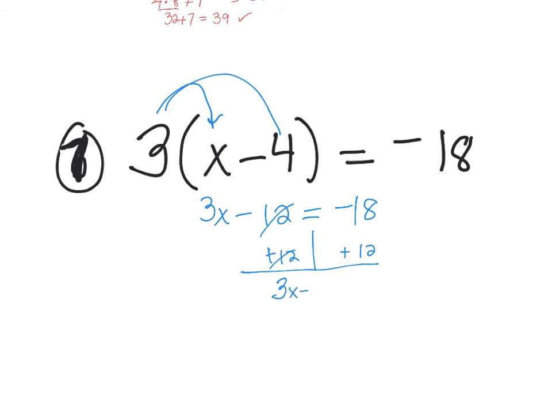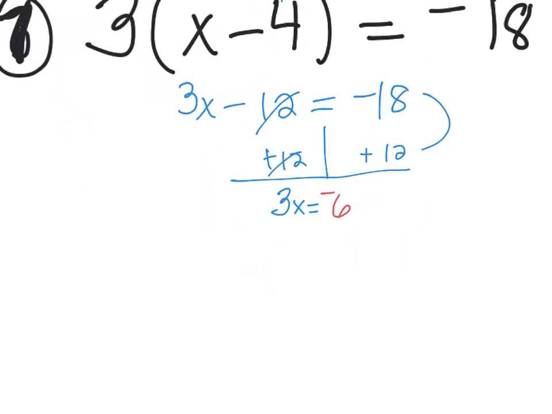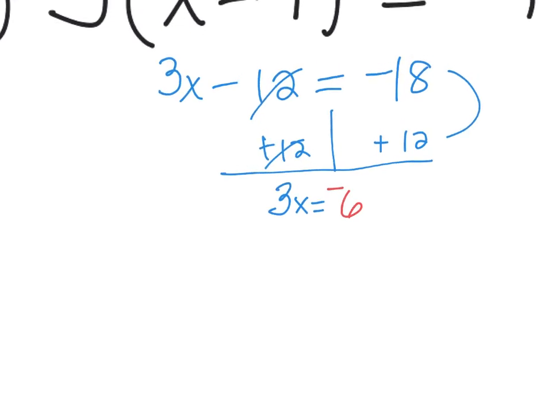Here we get 3x equals negative 18 plus 12. You are really subtracting those. 18 minus 12 is 6. Keep the sign of the 18, which is negative. We're not done yet. They are multiplying 3 by x, so we're going to divide both sides by 3. And x is going to equal negative 2.